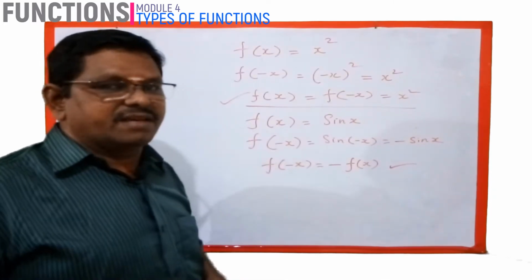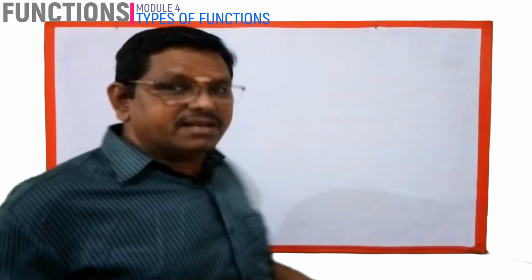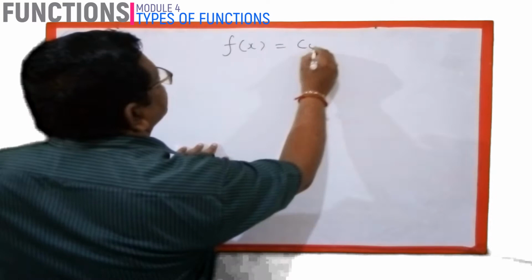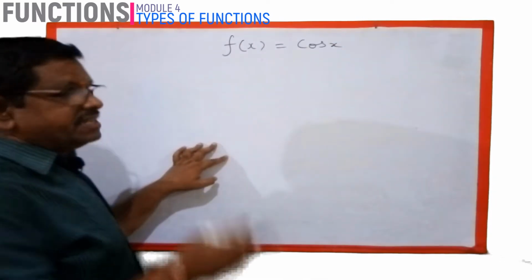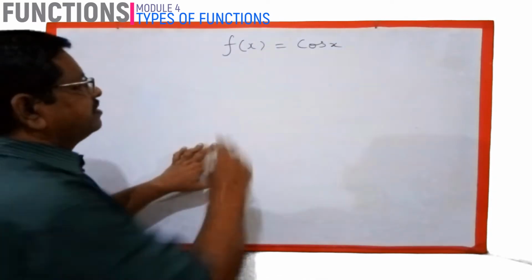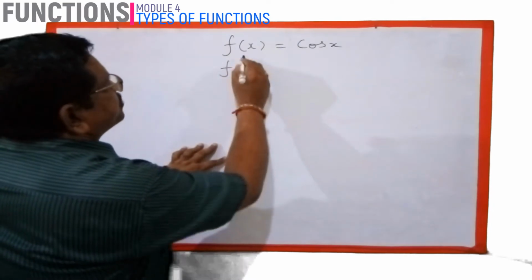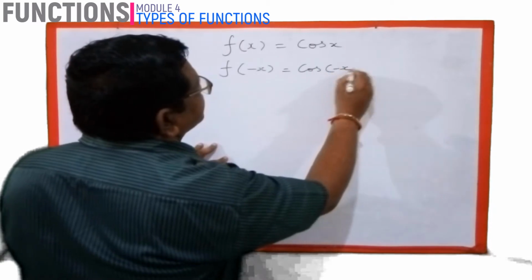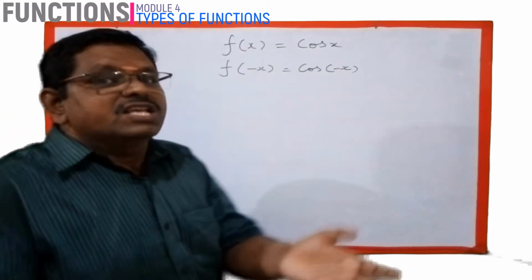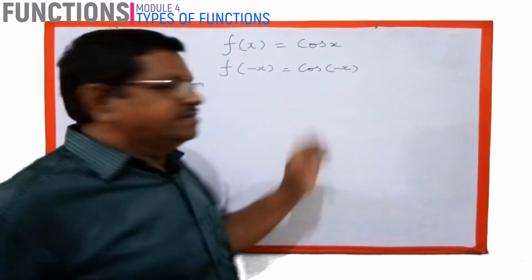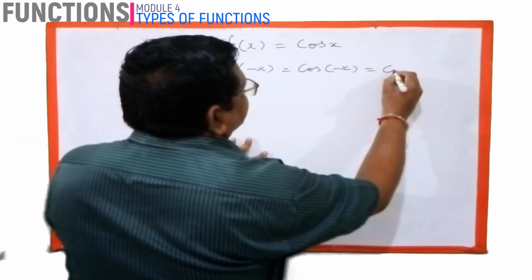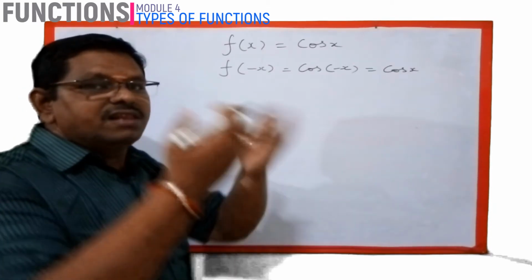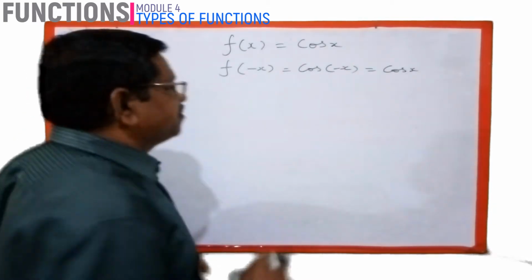Now let us take another example. Let us take another function, f of x equal to cos x. We are going to test whether it is an even function or an odd function. As per the rule, we should take minus x in place of x, so it will become cos of minus x. You know very well cos will swallow the negative symbol, so it will become cos x. Sin will vomit the minus, whereas cos will swallow the minus. That you have to remember.